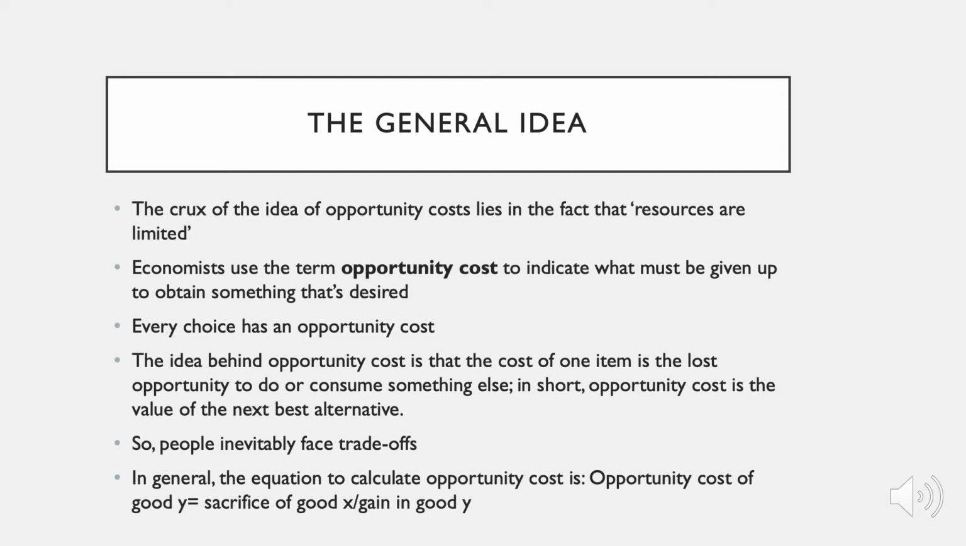If you sleep through your class, the opportunity cost is the learning you miss. If you choose to marry one person, you give up the opportunity to marry anyone else. The opportunity cost is all around us. The core idea behind opportunity cost is that the cost of one item is the lost opportunity to do or consume something else. In short, opportunity cost is the value of the next best alternative. This is more or less an idea of a trade off.